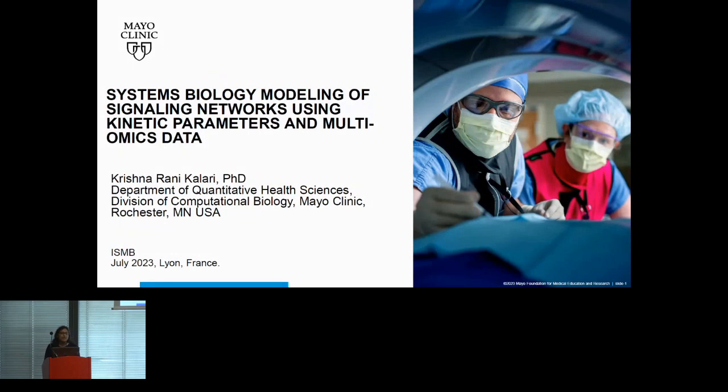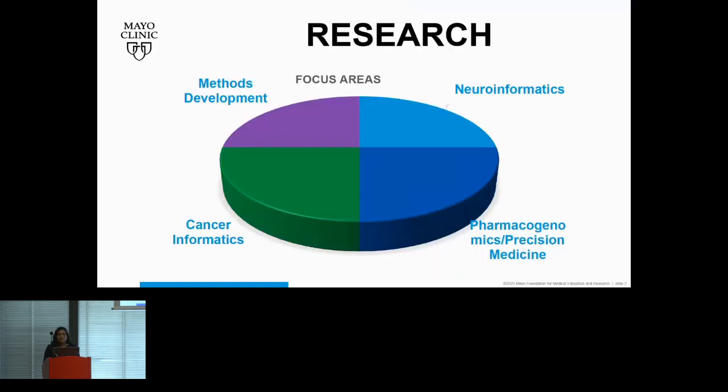The focus of my presentation today will be about insulin signaling modeling using multi-omics data. This is the focus of my team. We do a lot of informatics like everyone else here. But today I'll just focus on the neuroinformatics and a couple of methods we developed in that area.